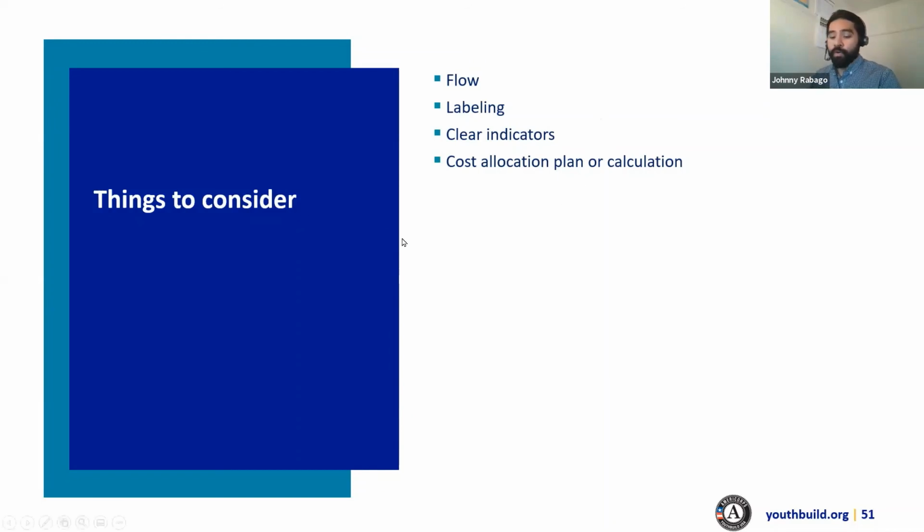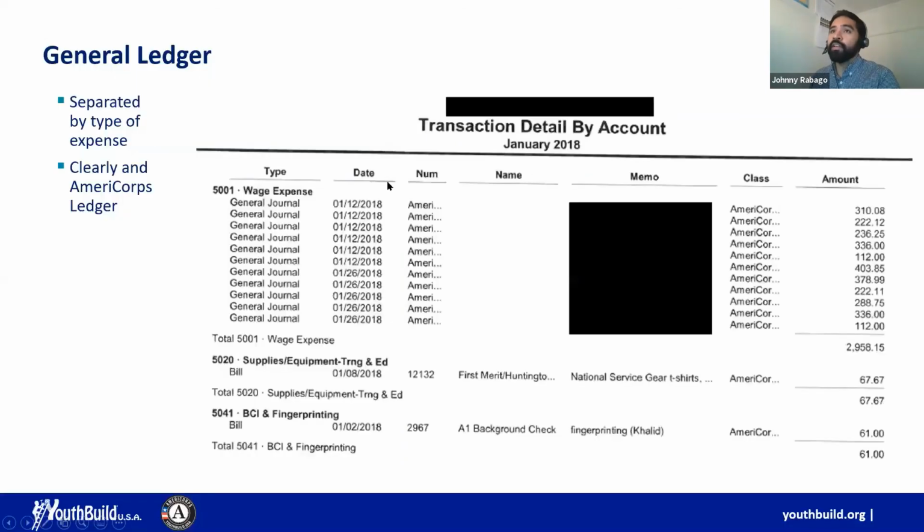So let's go into the packet. Once you go into it, you'll notice the general ledger is very clear, separated by type of expense. I know most of you have different software, so you can't always do this, but we want to see that it's clearly an AmeriCorps ledger. And in this case, you can see that it's clearly AmeriCorps for this grant year.